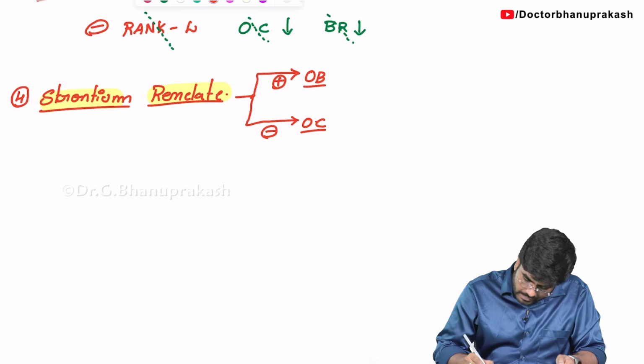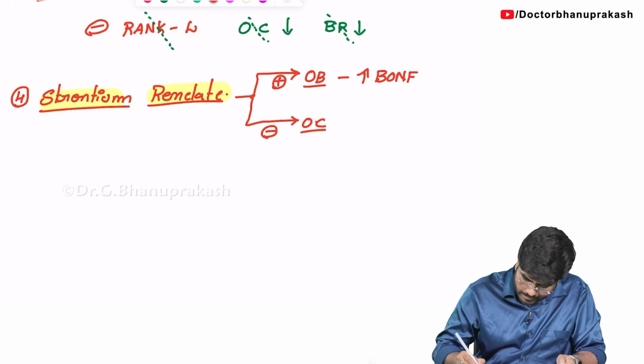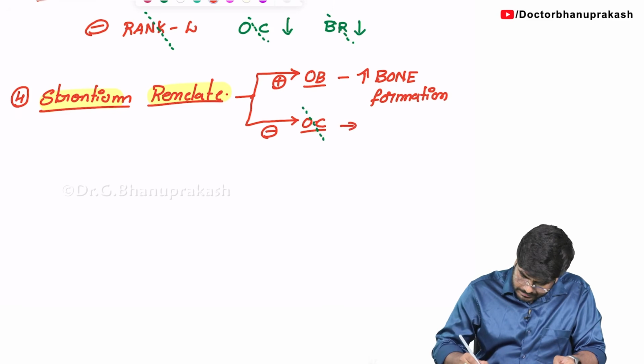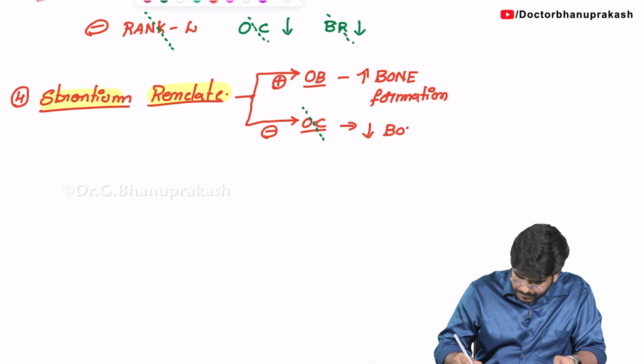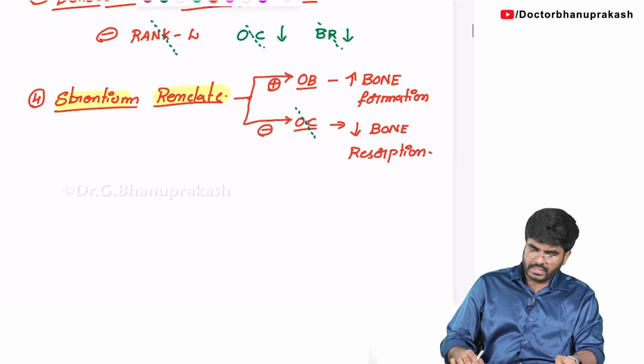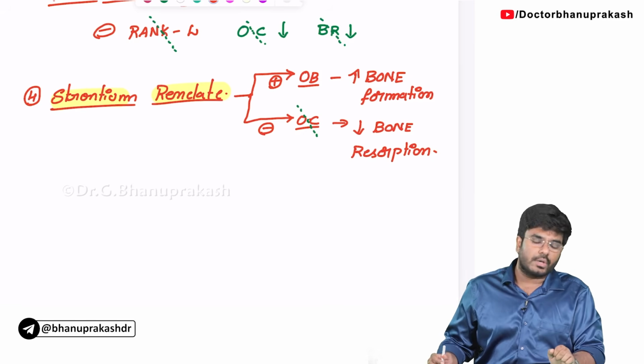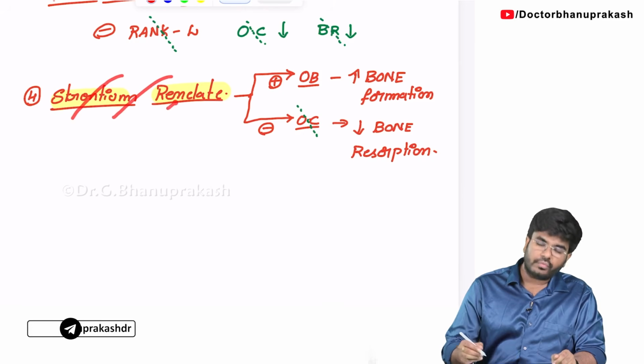So now tell me, whenever the osteoblasts are activated, there is increased bone formation, which is actually good. When the osteoclasts are getting inhibited, what will happen, guys? There is reduced bone resorption. So now they will ask you, what is the one drug acting both by increasing the bone formation as well as decreasing the bone resorption? The answer will be strontium ranelate, very important for your exam.